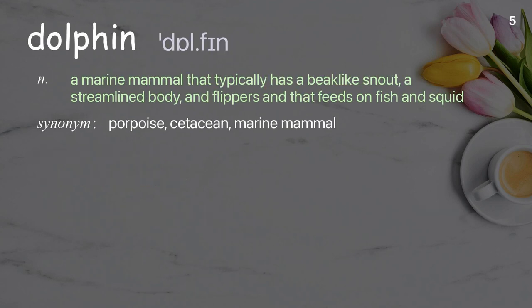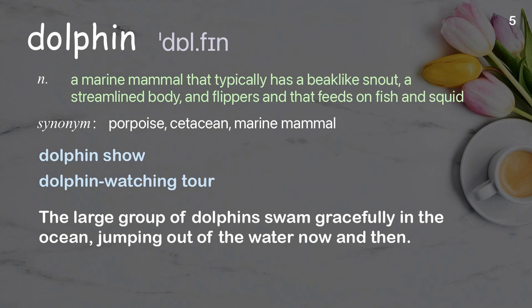Dolphin. A marine mammal that typically has a beak-like snout, a streamlined body, and flippers, and that feeds on fish and squid. Examples. Dolphin show. Dolphin watching tour. The large group of dolphins swam gracefully in the ocean, jumping out of the water now and then.